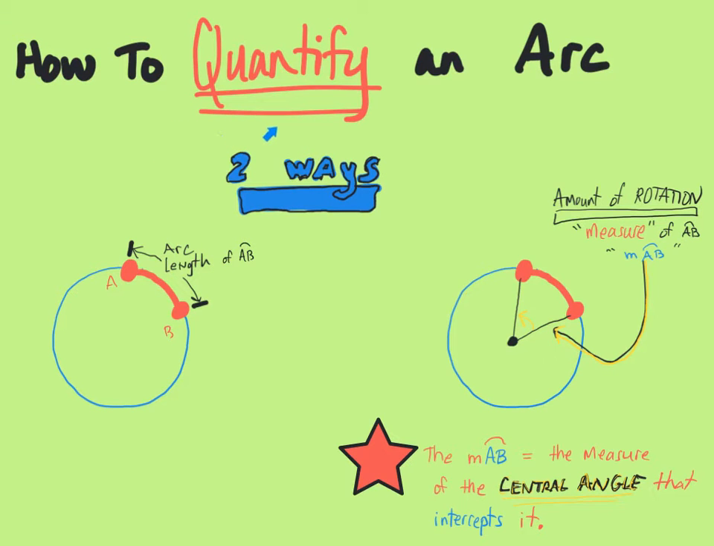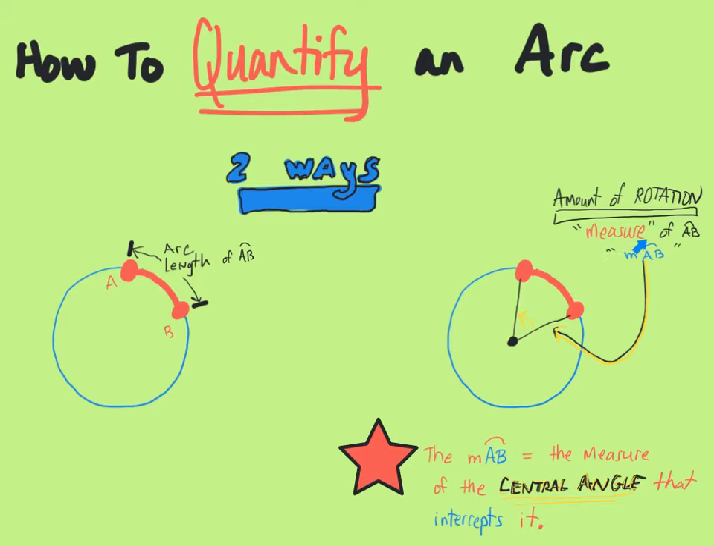All right, how do we quantify an arc? How do we talk about its size? Well, there are 2 very different ways of talking about an arc's size. First of all, we can say, what if you were an ant and you were walking along this red path? How long would your walk be? That is the length of the arc AB. That's called arc length. When you use the word measure, we mean something completely different.